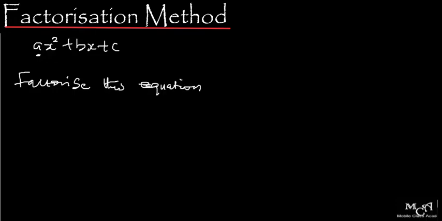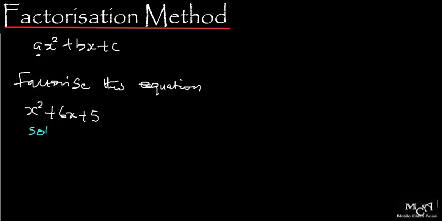And the equation is this: x raised to power 2 plus 6x plus 5. We are asked to factorize this equation. So how do we do that? How do we factorize? If you have the question on the board, what are we expected to do? We're expected to solve it. And how do we go about it?